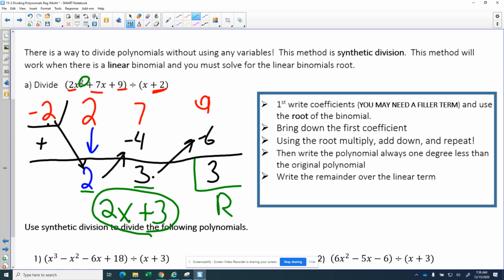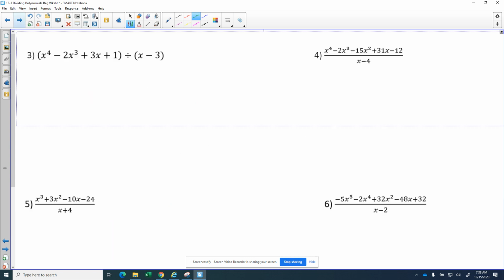Okay? Now, like I said, it's kind of this weird pattern of constant reoccurring math where you bring down the first term, you multiply, add, multiply, add, multiply, add. And once you get down to the final number, that value just becomes a remainder, while the other values actually become the new equation.